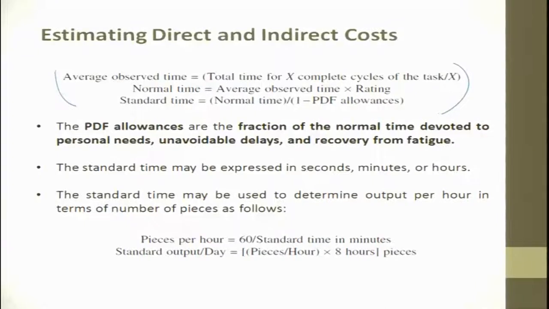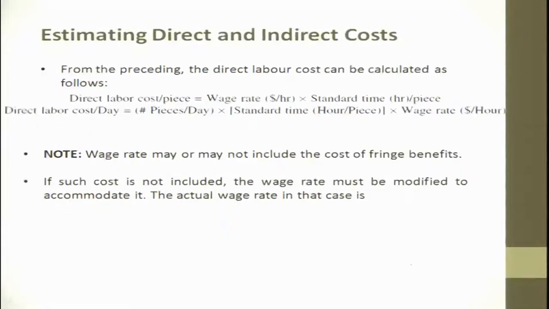So what is PDF allowance? The PDF allowance is the fraction of the normal time devoted to personal needs, unavoidable delays and recovery from fatigue. The standard time may be expressed in seconds, minutes or hours depending upon the job. It may also be used to determine the output per hour in terms of number of pieces: pieces per hour equals 60 divided by standard time in minutes. Standard output per day equals pieces per hour into 8. So this is a trivial one, for calculating the number of pieces to be produced.